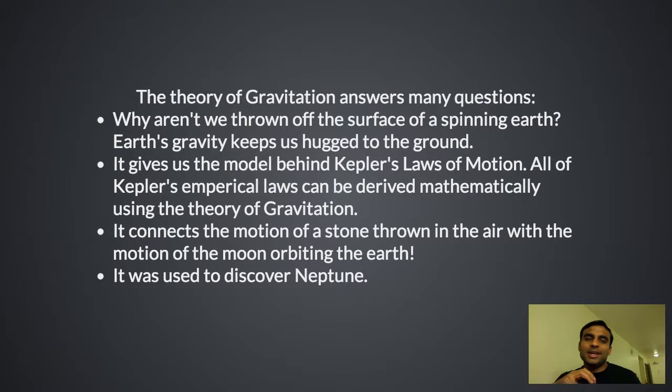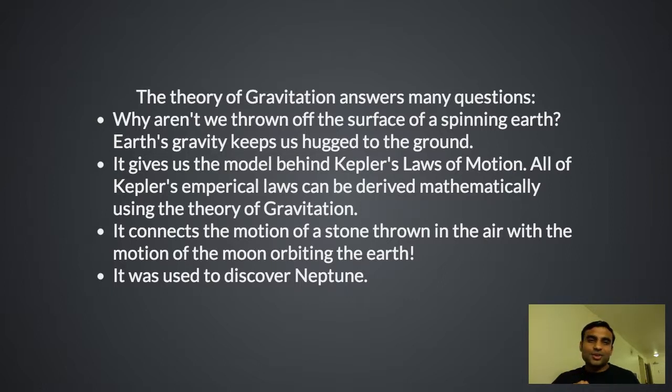Newton's theory of gravity gives us the proper understanding of why Kepler's laws work. It gives us the mathematical model behind Kepler's empirical laws. In fact, using the theory of gravitation, you can mathematically derive Kepler's empirical laws. The theory of gravitation connects the motion of a stone thrown in the air with the motion of the moon in orbit around the earth.